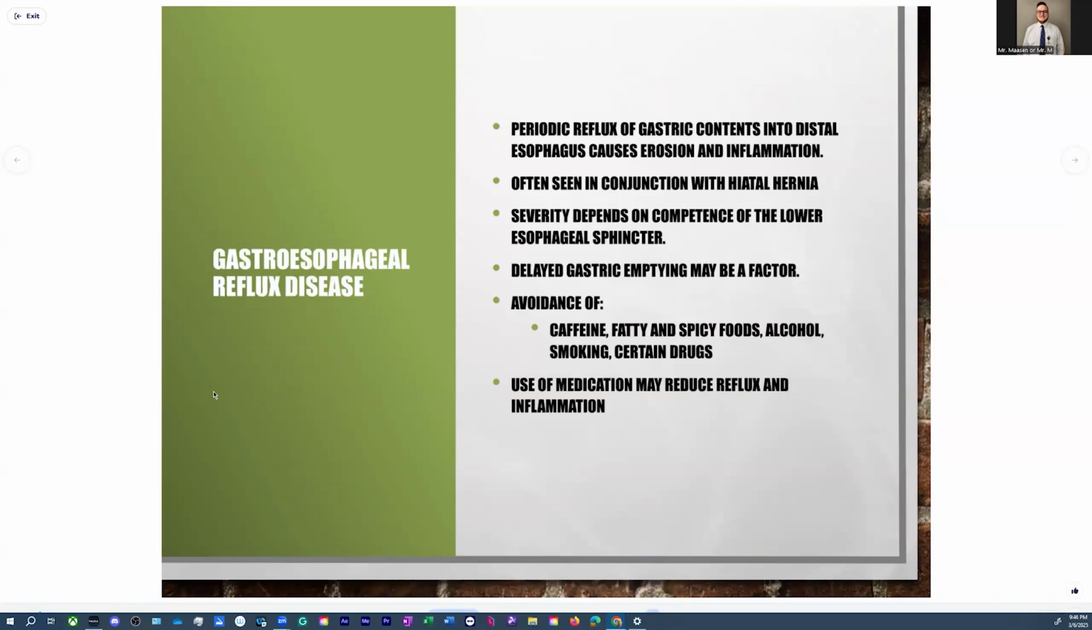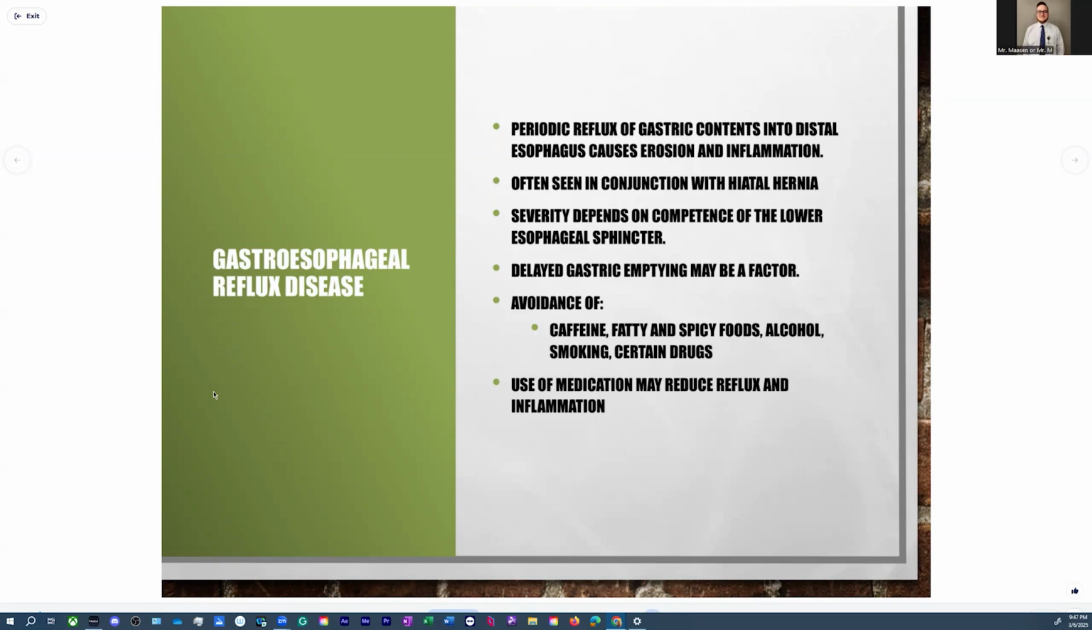But basically, GERD is just periodic reflux of the gastric contents, which remember is mostly hydrochloric acid, into the distal part of the esophagus. This is going to cause erosion of the esophageal mucosa and chronic inflammation and pain and maybe even bleeding, because the mucosa is a lot thicker in the stomach because it's made to be, because that's where the acid is supposed to be. If the acid gets in the esophagus, the mucosa of the esophagus is not as thick and as well prepared for acid. So it's not ready for that. It usually causes inflammation and pain.